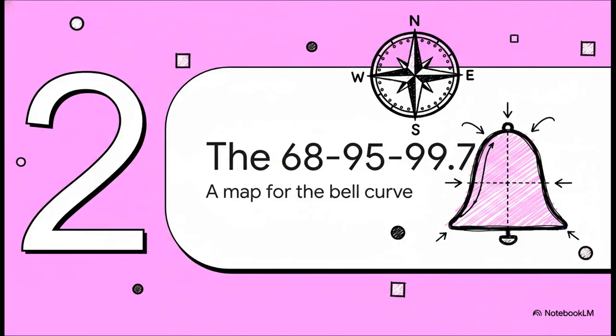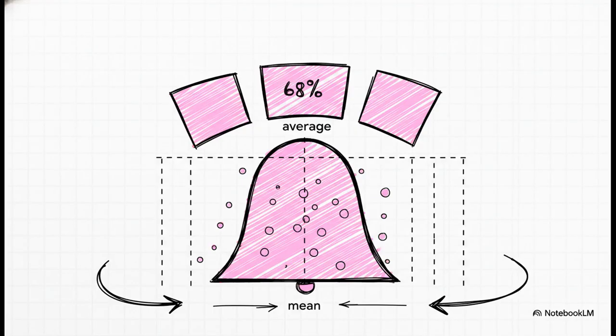So, how do we actually read this thing? Well, there's a really simple rule of thumb that basically acts like a map for the bell curve. And the best part is, it helps us understand the spread of data without any complicated math. It's called the empirical rule, and all it does is describe how data is spread out from the average using this measure called standard deviation. Just think of a standard deviation as one standard step away from the center.